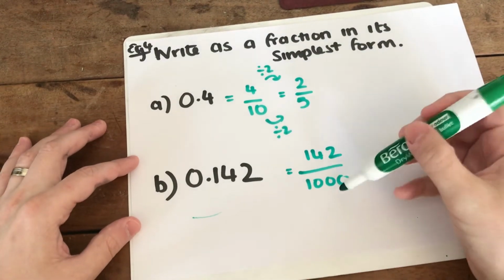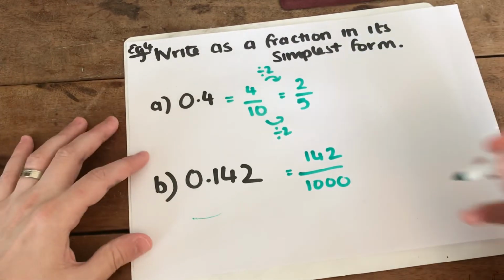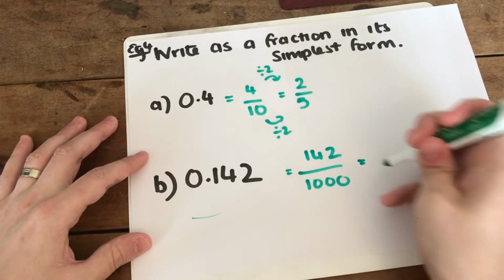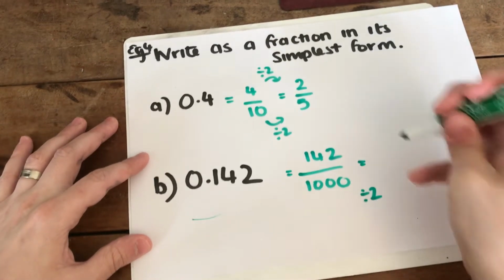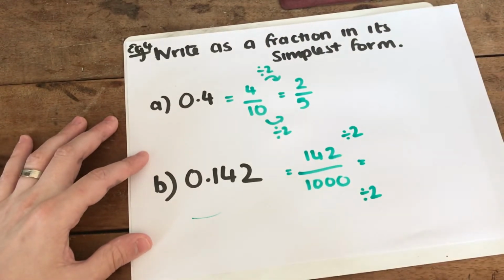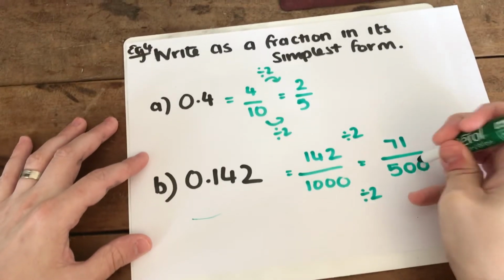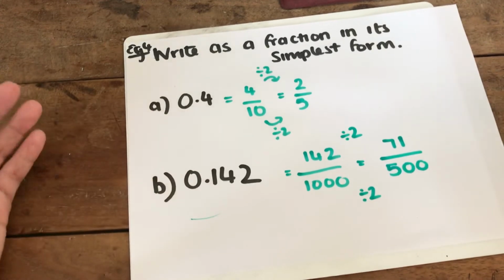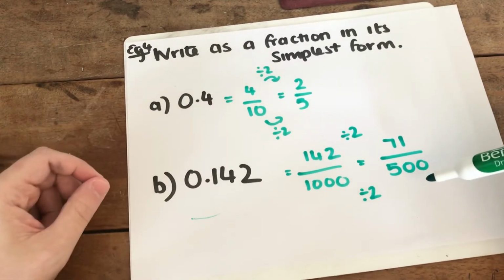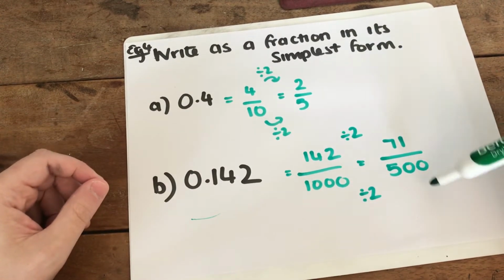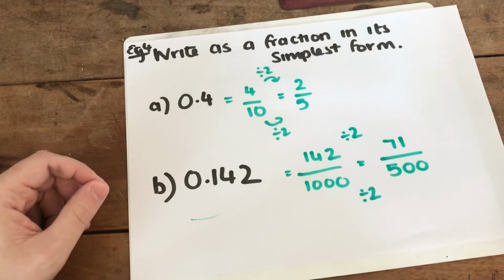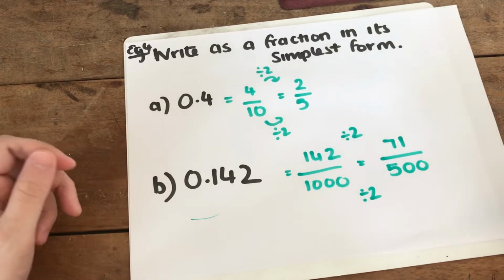You then look at the top and the bottom and you say, what's the biggest number that I can see that goes into these? Biggest number would be 2, so you divide the top and the bottom by 2 and you get 71 over 500. You have a look at this and you say, right, there are no more numbers that can go into 71 and 500, so you leave your fraction in its simplest form.